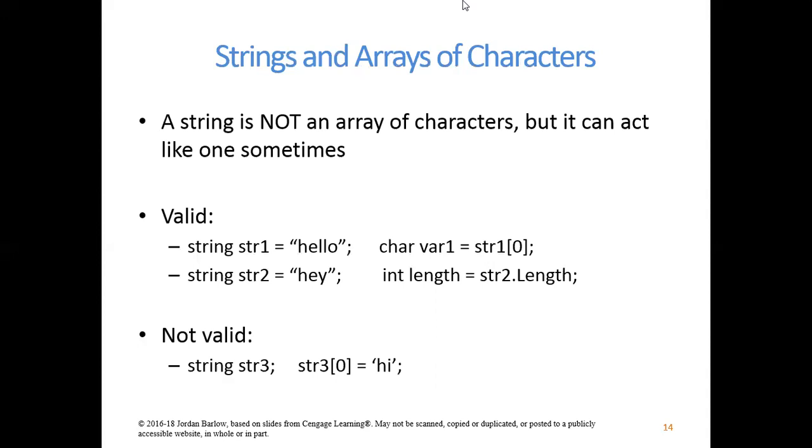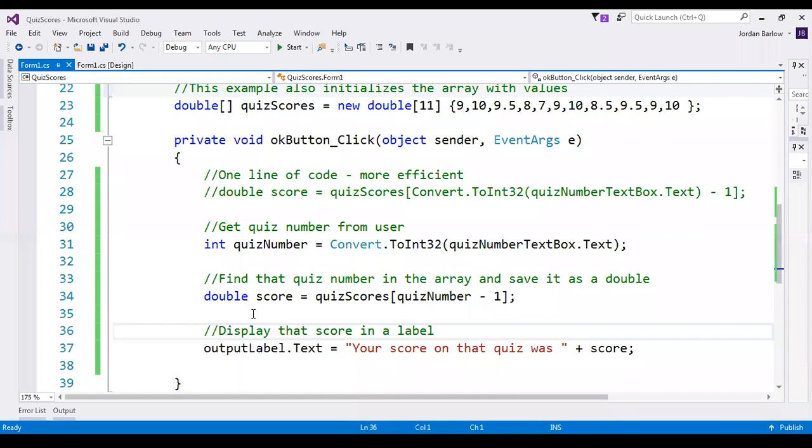Okay, now let's jump over to Visual Studio, and we will do an example of using a loop with an array. So I'm actually going to build on the example from the previous video, where there was an array of quiz scores, and the user could access or find the value of a quiz score by inputting which quiz number they wanted.